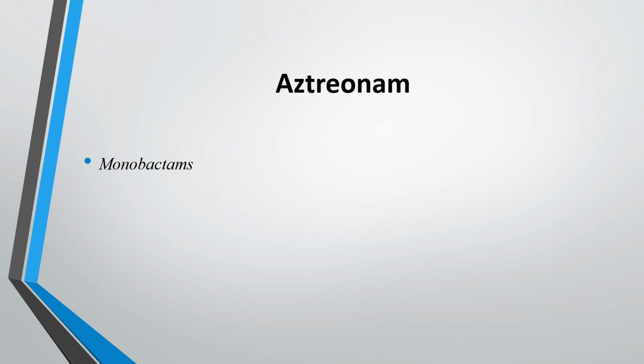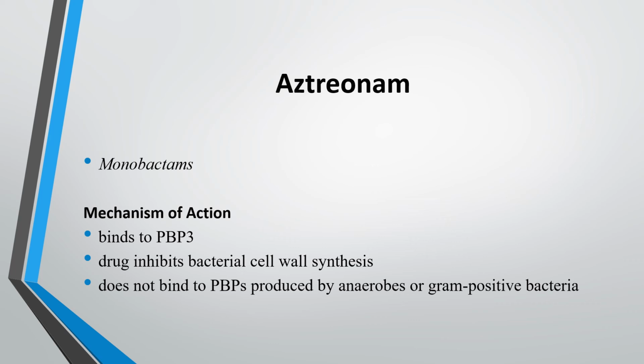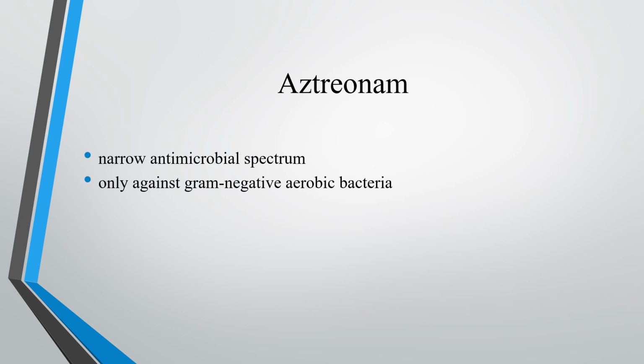Now, aztreonam belongs to a class of beta-lactam antibiotics known as monobactams. For the mechanism of action, it binds to PBP3, and like most beta-lactam antibiotics, the drug inhibits bacterial cell wall synthesis and thereby promotes cell lysis and death. The drug does not bind to PBPs produced by anaerobes or gram-positive bacteria. Aztreonam has a narrow antimicrobial spectrum, being active only against gram-negative aerobic bacteria.